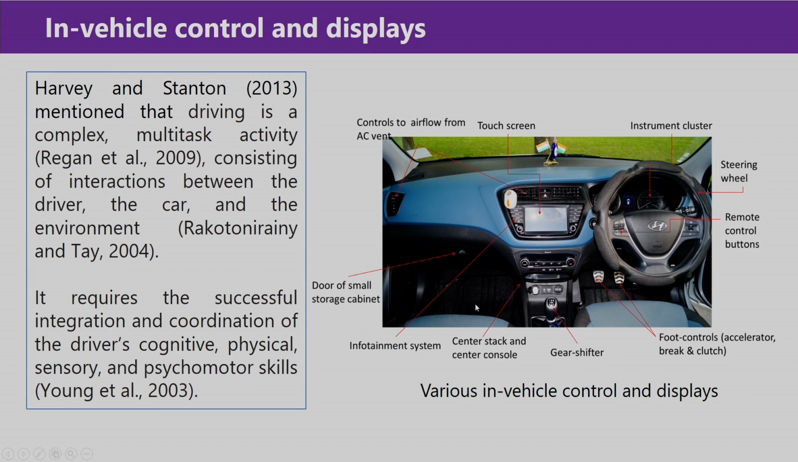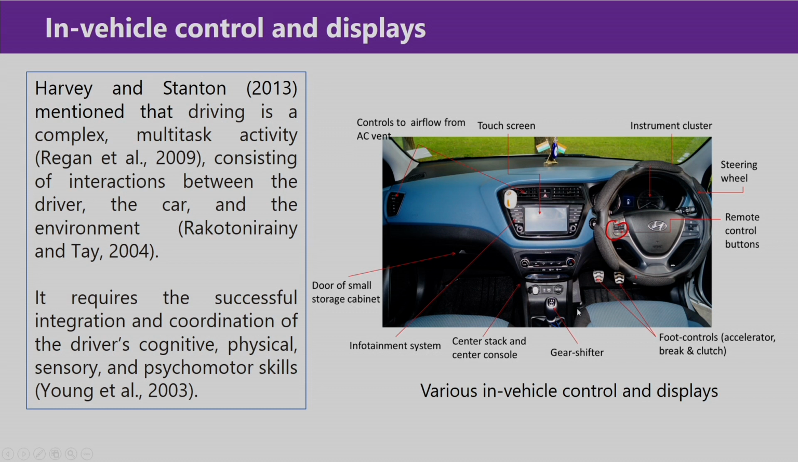Now, if you look inside any vehicle at its various displays and controls, we will find the steering wheel. This steering wheel is one control for vehicle navigation. On the steering wheel there are also some remote controls for various operations like AC control and audio system control. Apart from these, there are many other controls on the central console, such as different types of knobs and buttons, and the gear shifter. Similarly, there are various foot controls: brake, accelerator, clutch. So, these are present inside the vehicle.